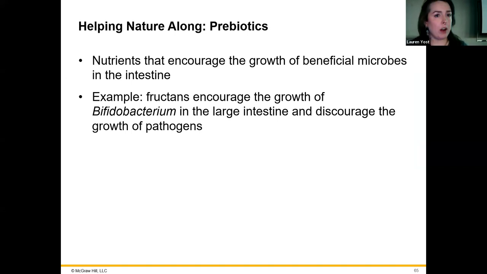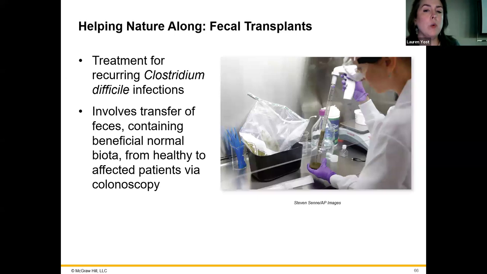So then we have prebiotics. This is basically food for those guys so that they continue living like you want them to. The good guys, let's promote those. And if you are somebody who is continually having issues with C. diff, typically if you have had C. diff, you will continue to have C. diff issues when you go to take antibiotics.